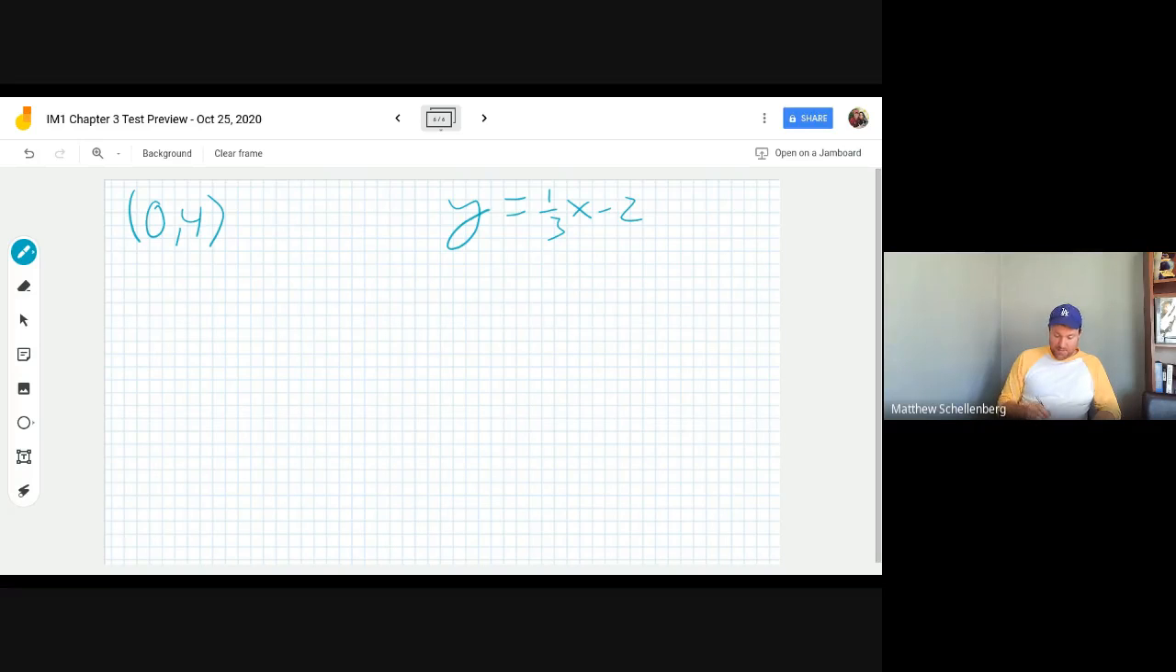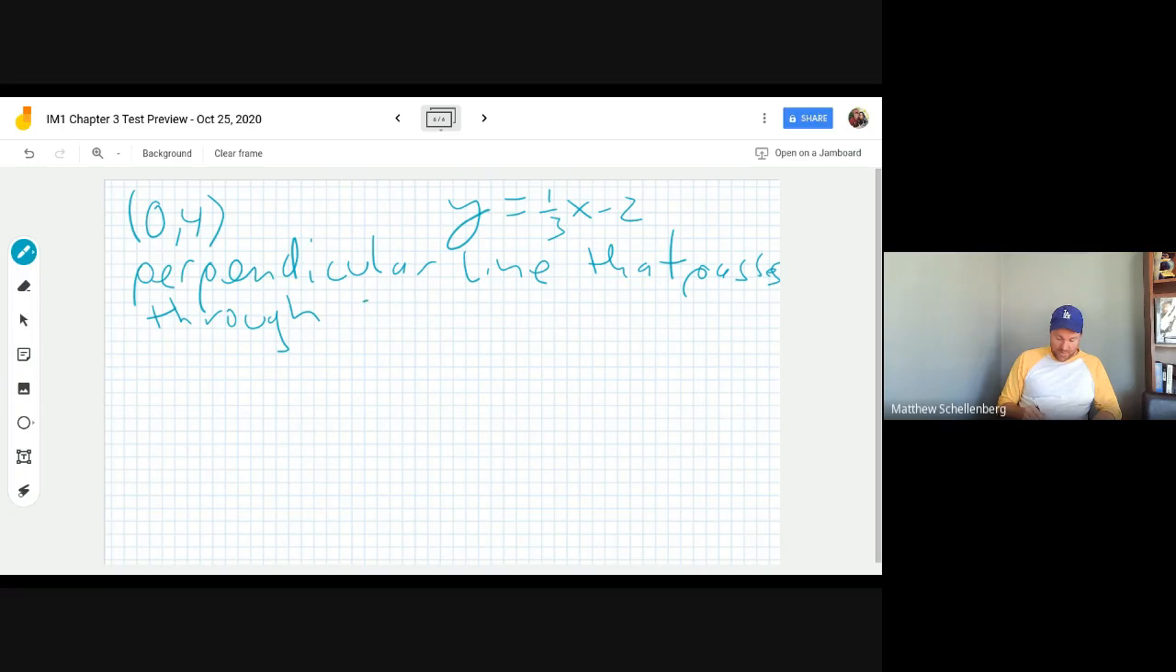So I want the perpendicular line that passes through (0, 4). Take a minute to try that. Pause this video, see what you get, see if you're able to do it without my help. All right, here we go.